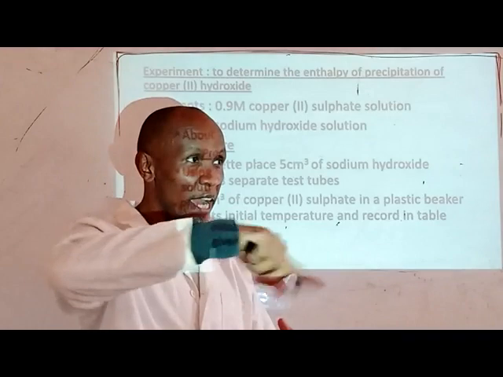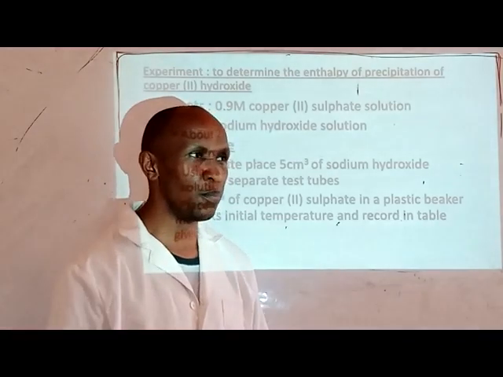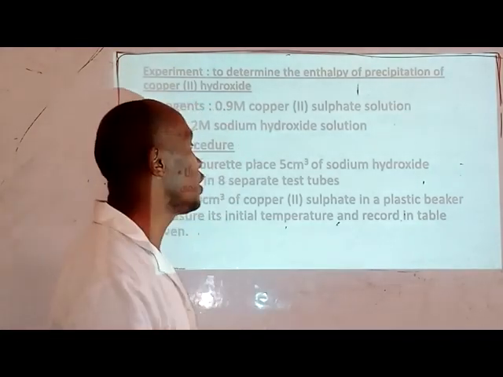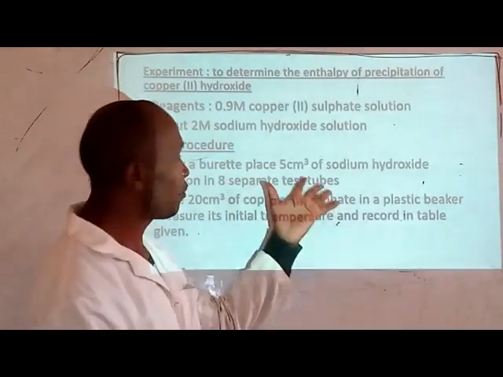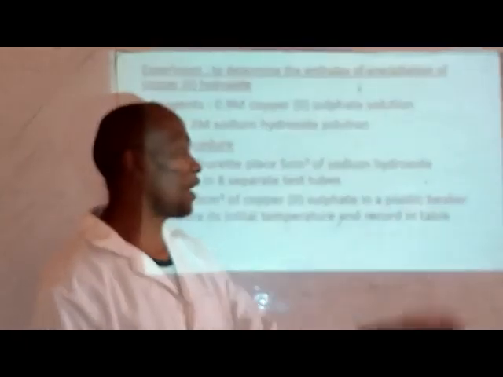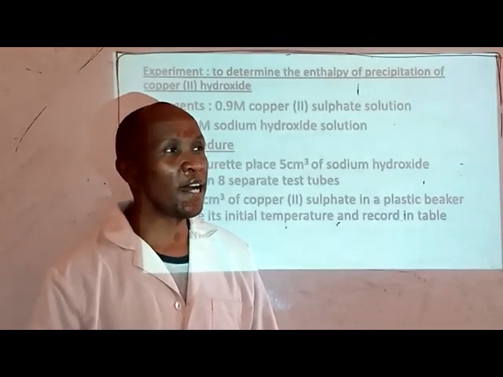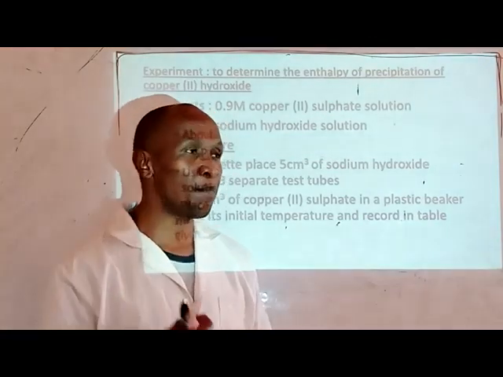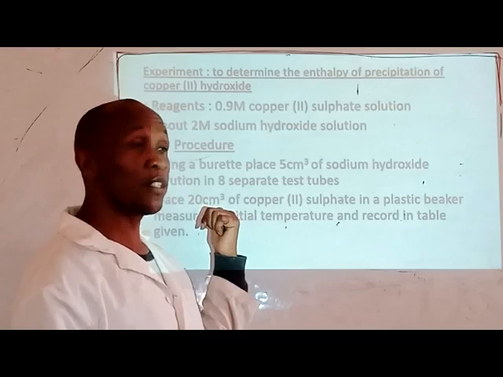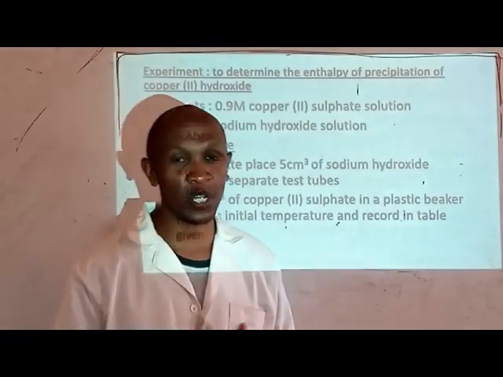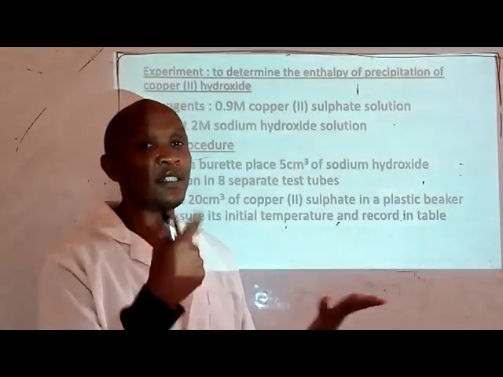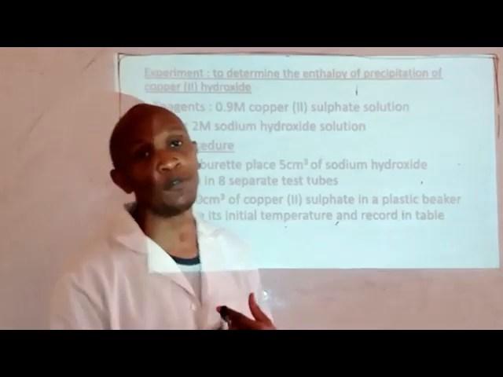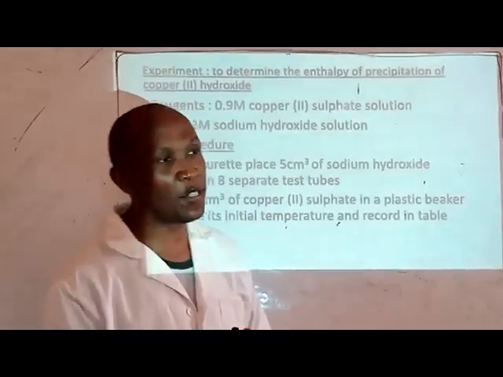especially because you'll be stirring with the thermometer. The thermometer will break, and also there are a lot of heat losses to the surrounding. So a plastic beaker is recommended. Then I will take the initial temperature of the copper 2 sulfate in the plastic beaker, and then immediately add the first 5 cubic centimeters of the sodium hydroxide.